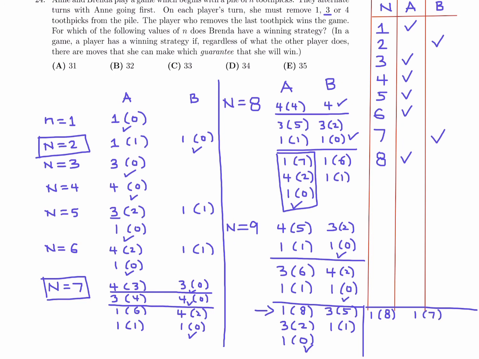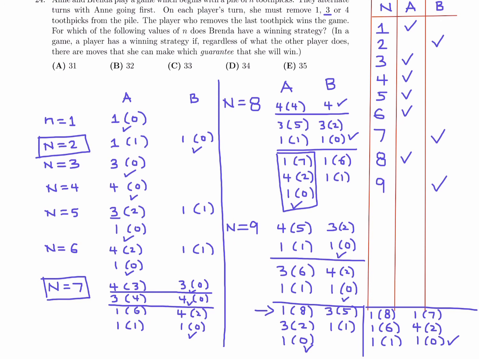Goes back to Anne. She's going to play a cat and mouse game. Only remove 1, 6 left. Brenda thinks, okay, I think I'm going to beat you. I'm going to remove 4. There's 2 left. Anne has only one choice, to remove 1. There's 1 left. And guess what? Brenda removes it. 0 left. And Brenda wins. So for 9, after all that hard work, Brenda wins.